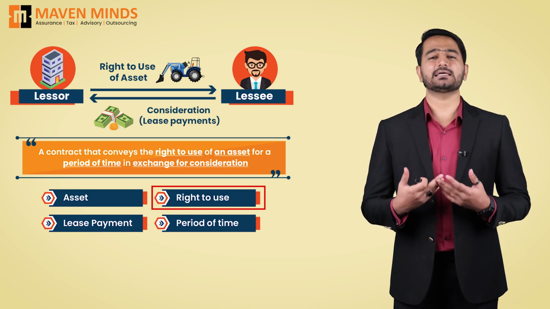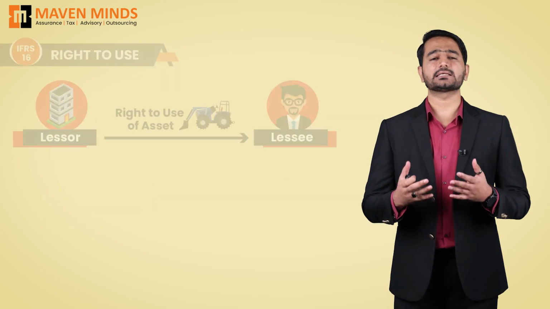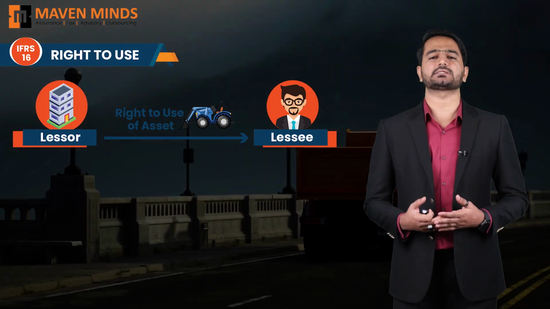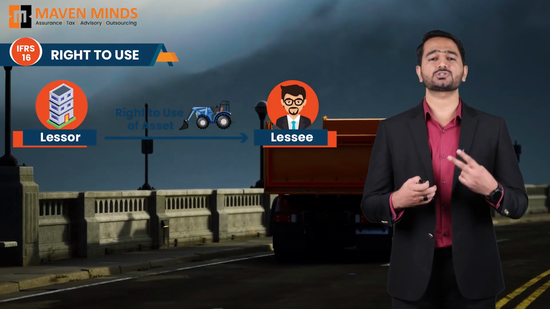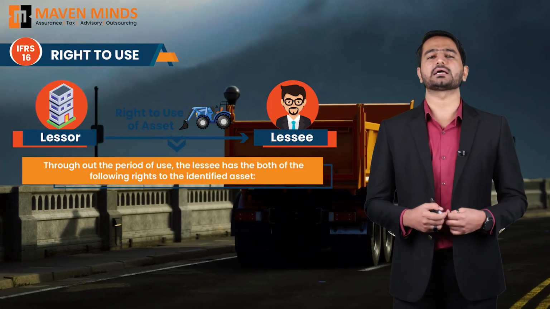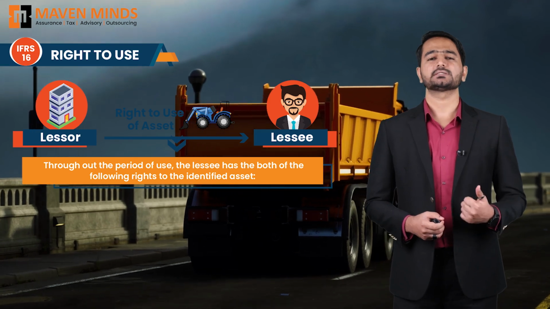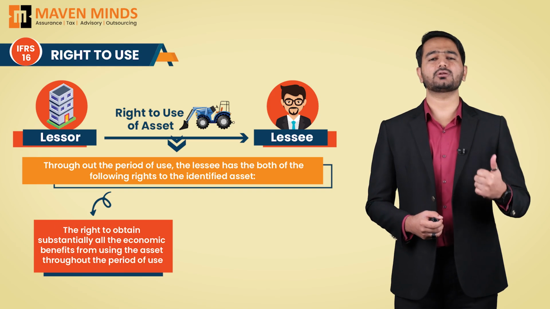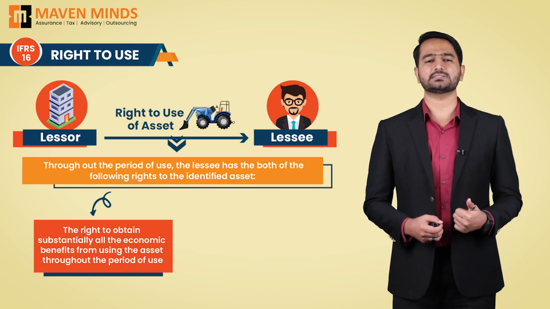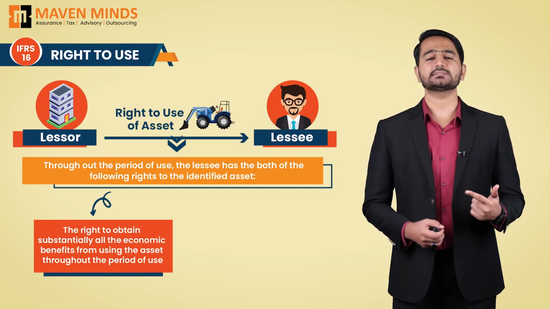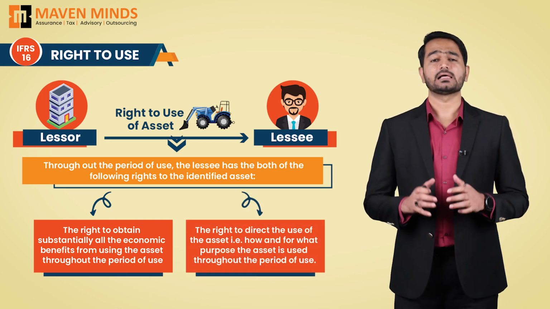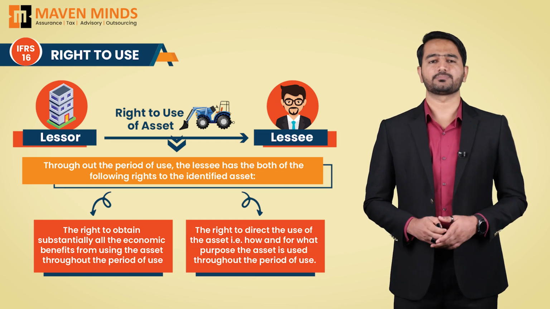IFRS 16 tells us that when a lessor transfers the right to use of an identified asset, the lessee gets 2 important rights over the asset. One is the right to obtain substantially all the economic benefits from using the asset, and the second is the right to direct the use of the asset. Let's break this down one by one.